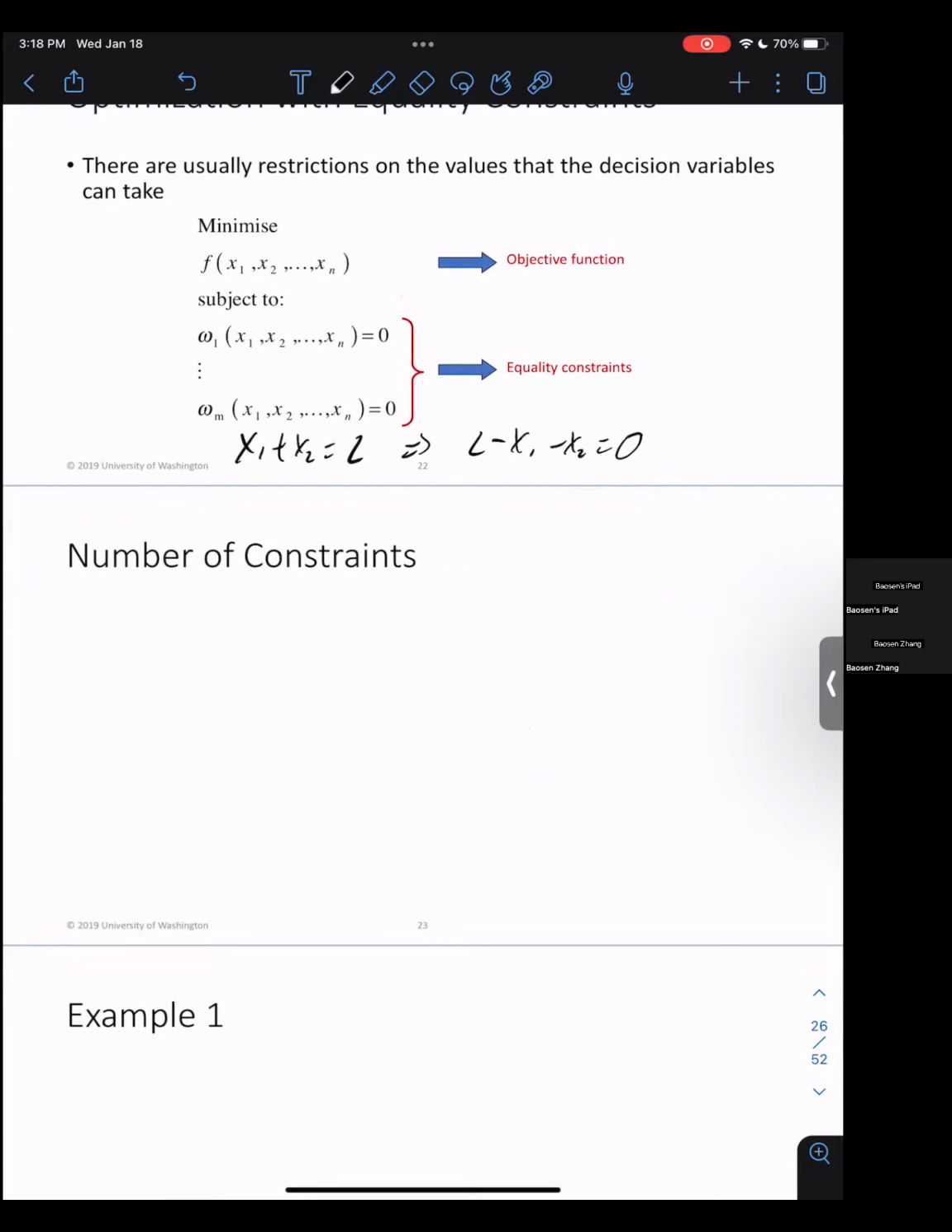So one thing to keep in mind is how many constraints you can have in this kind of optimization problem. You don't want to over constrain your problem. The meaning of an over constrained problem is, let's say you have n variables and m constraints.